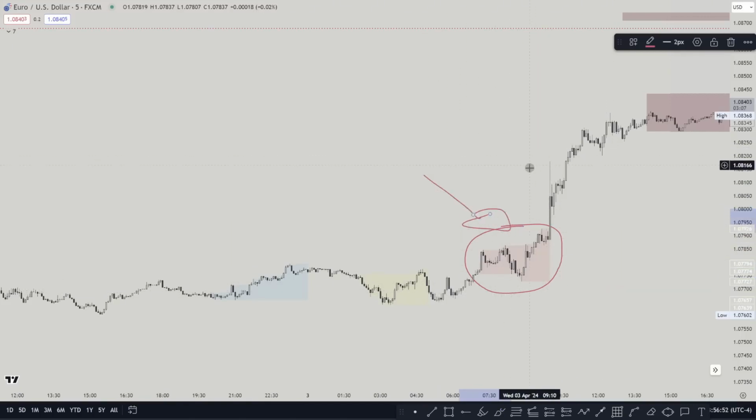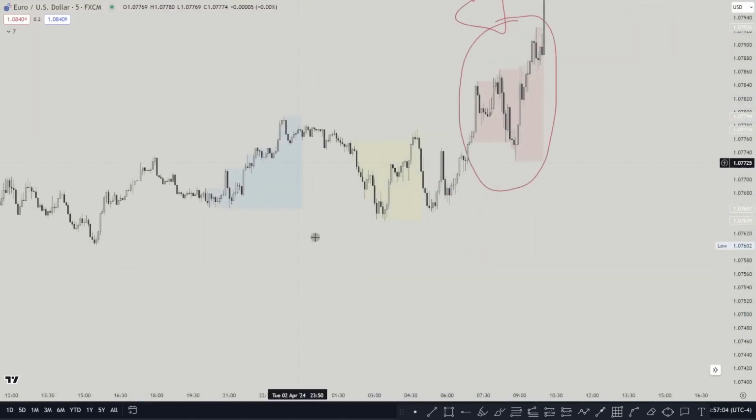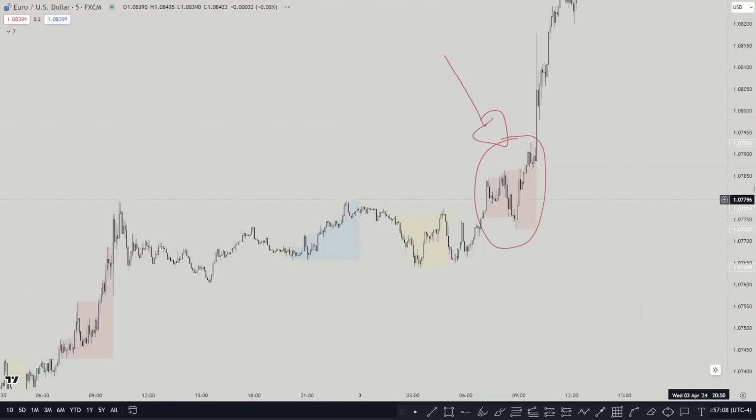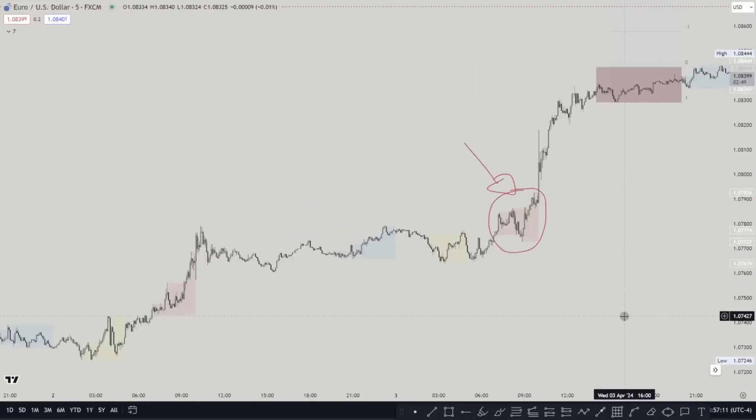And you see that's how the high of the day was created here, in the New York session at least. Now we could have gotten the low of the day in London to get an expansion later on in New York. That's possible. But then high impact news are going to either create the high or the low of the day. One of them must be.